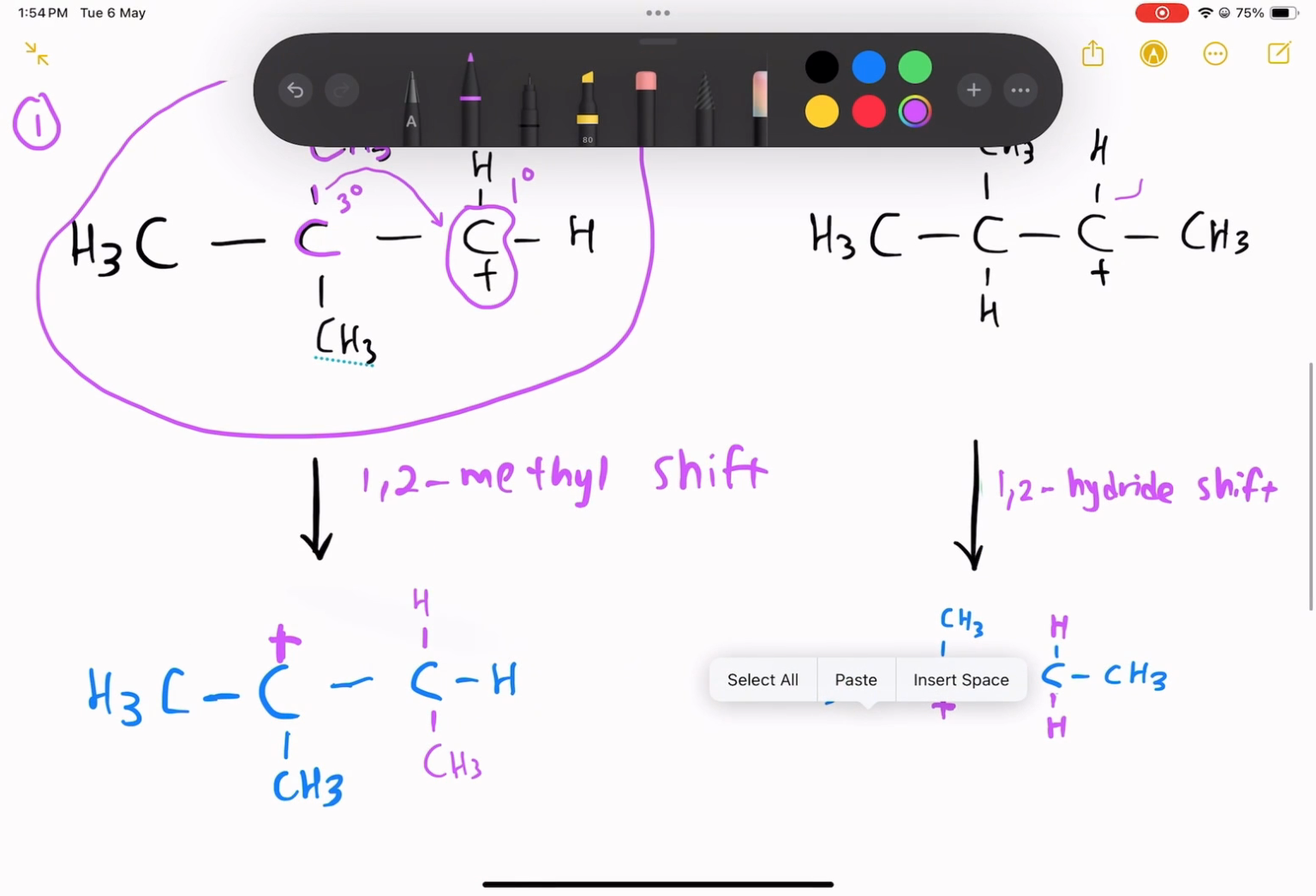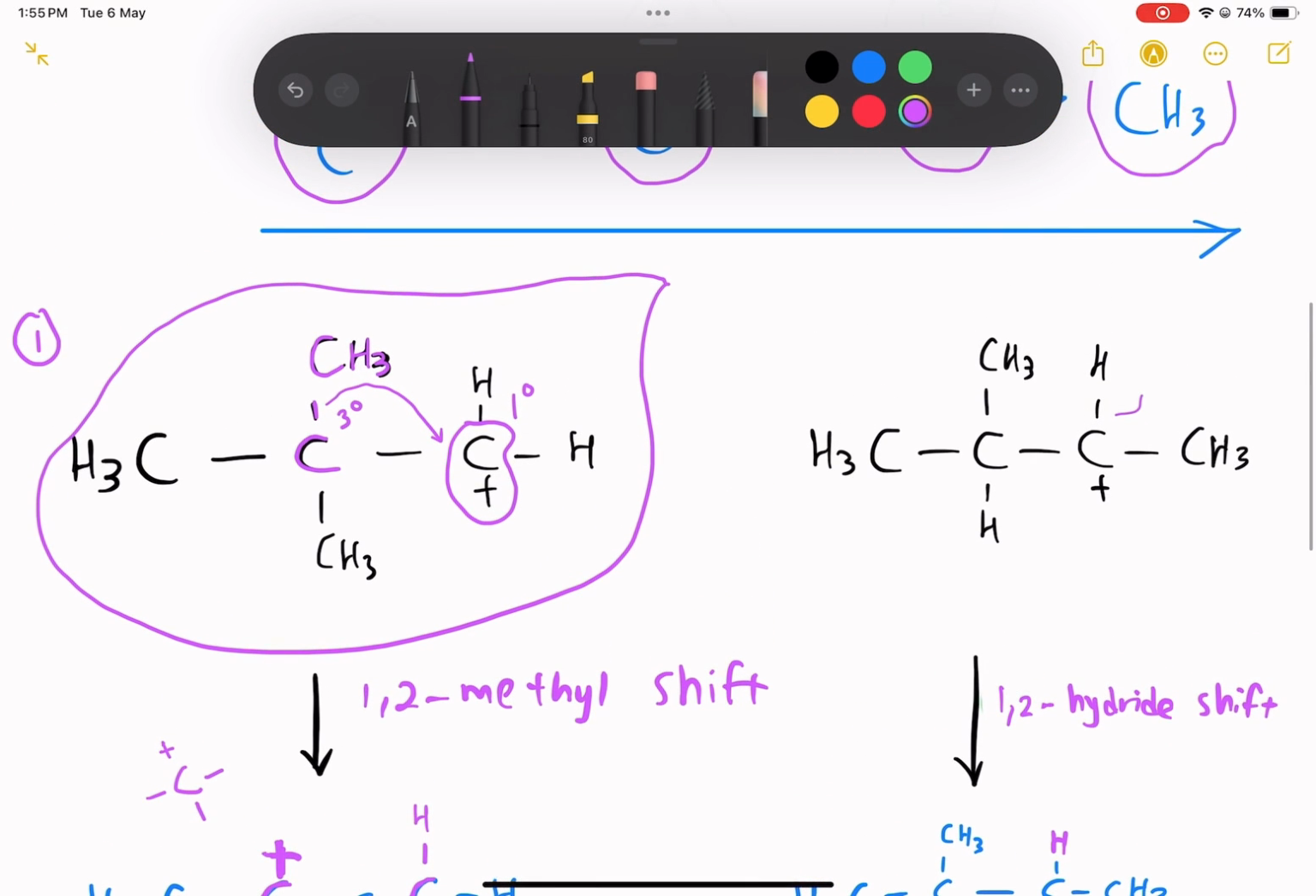As you can see here, when the methyl group is shifted to here, this carbon has already achieved octet rule, so it does not have a formal charge of positive 1. But this carbon will have a formal charge of positive 1 because it does not have 4 bonds attached to it. It does not complete octet rule.